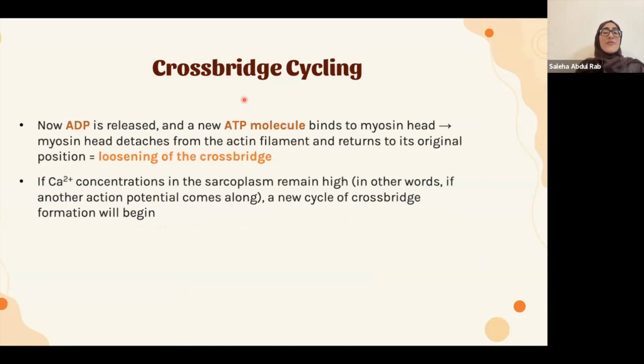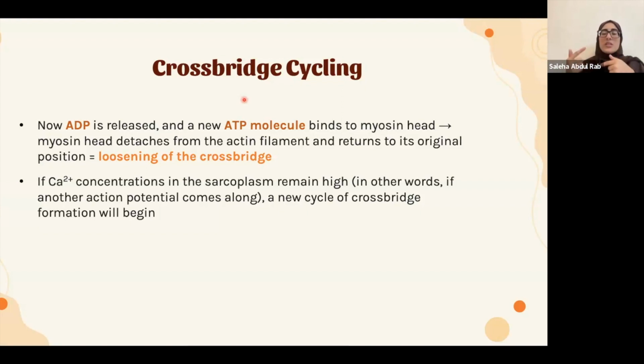After the power stroke, the ADP is released and a new ATP molecule comes along and binds to the myosin head. The myosin head then detaches from the actin filament and returns to its original position, loosening the cross-bridge. So this is known as the cross-bridge cycle. The cross-bridge forms when the myosin binds the actin, and then it moves. It causes a change in the shape of the angle. Then the new ATP comes and binds.